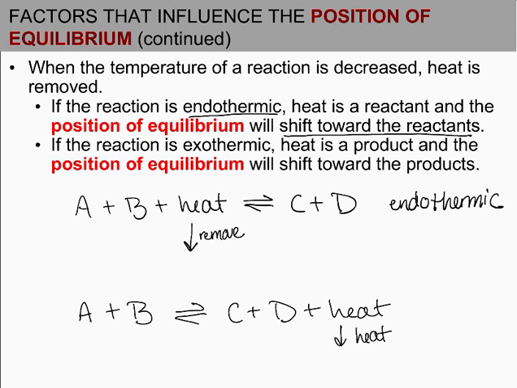So we're removing a product, and we want to produce more product. So the position of equilibrium will shift towards the products.